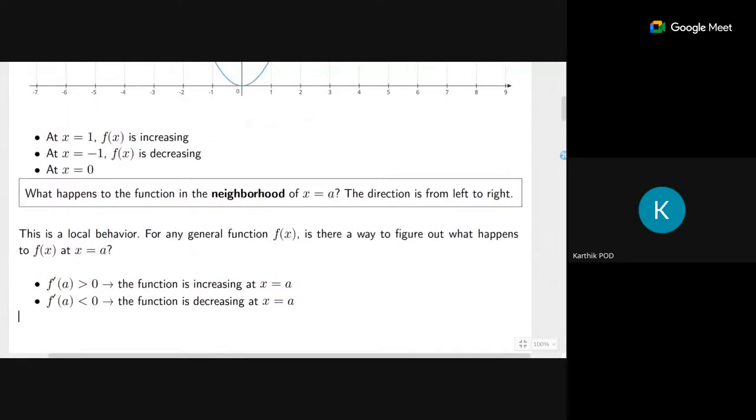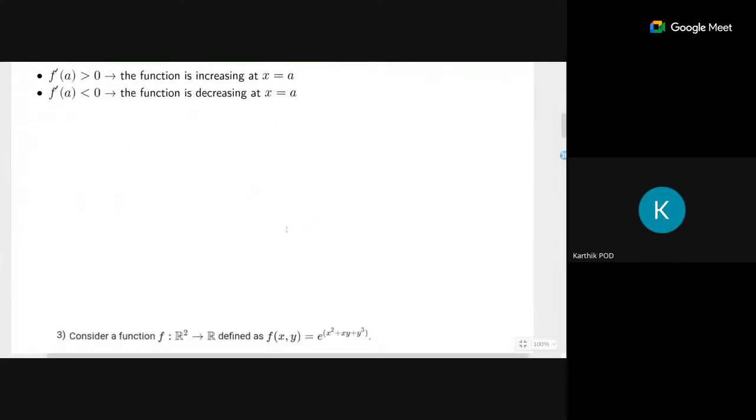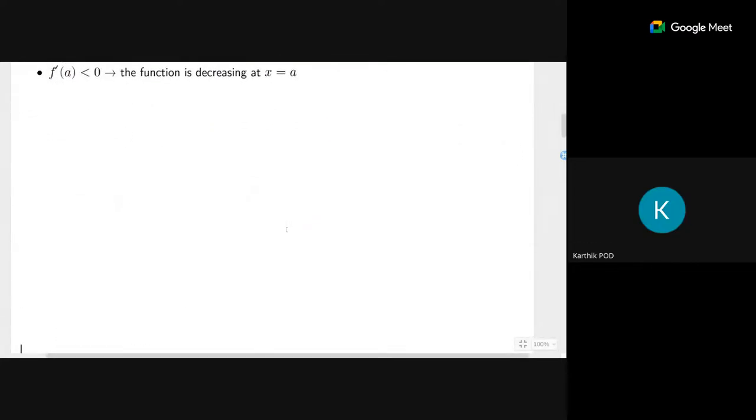So is this idea clear? The idea of using the derivative to conclude the nature of the function's behavior at a point. Yes, sir. Okay, so now we move to multivariable, the case of functions of two or more variables. So it's always easy to look at only the two variable case, right?